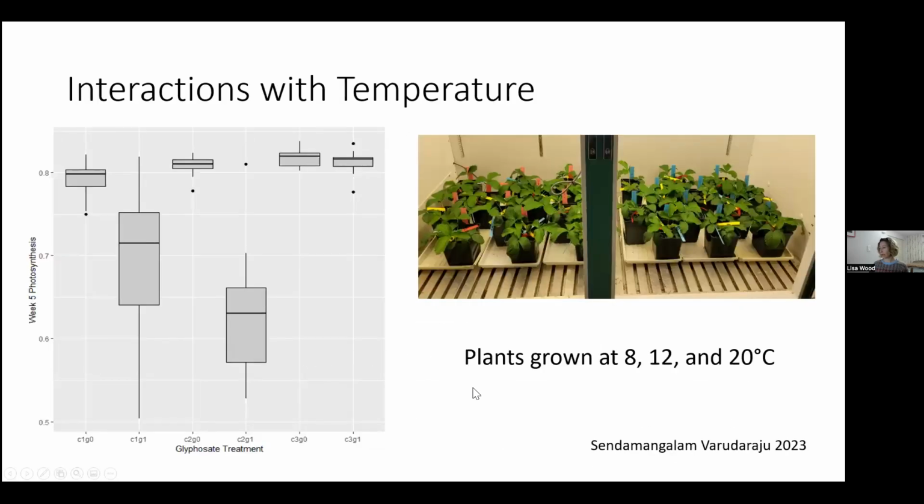So I have a student, Hariharan Sendamangalam Varudaraju, who is looking at this exact effect. And he conducted a number of isolated and controlled experiments for us so that we could really get to the bottom of the issue. We decided to target strawberry plants as they are a common food source in our forests, especially an earlier spring food source, berries being produced quite a bit earlier than other plants.